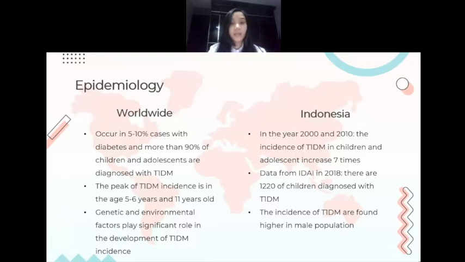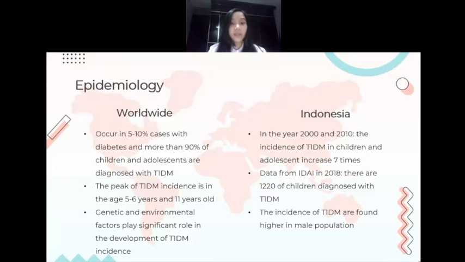The highest incidence is approximately 40 out of 100,000 per year in Finland, with the peak of T1DM incidence at the age of 5 to 6 years old and 11 years old. It is also known that genetics such as the HLA system and environmental factors such as toxin and virus play a significant role in the development of T1DM incidence.